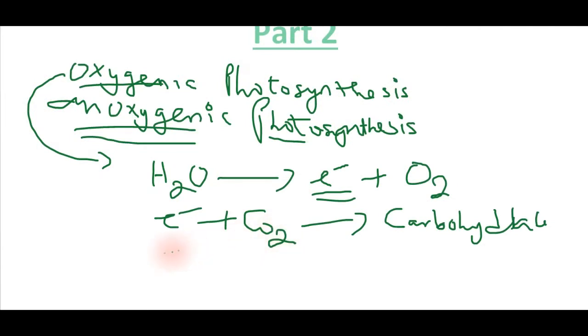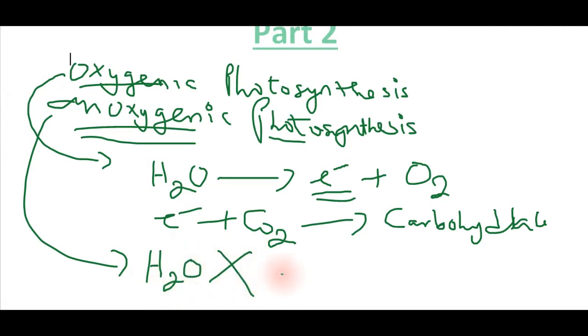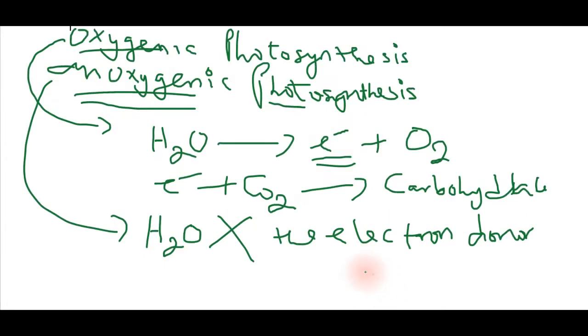So, in anoxygenic photosynthesis, water is not the electron donor. And also, oxygen is not being produced.